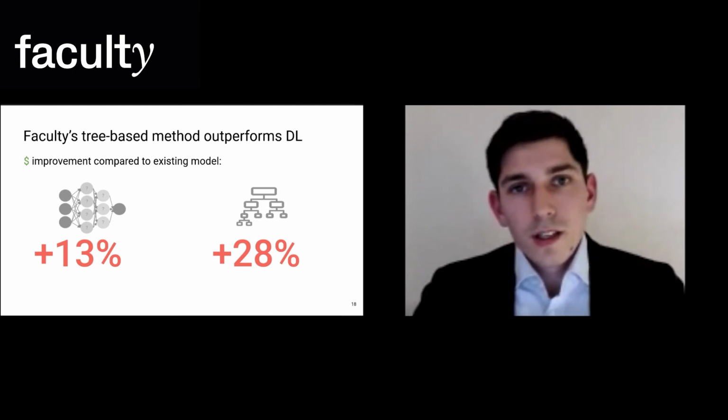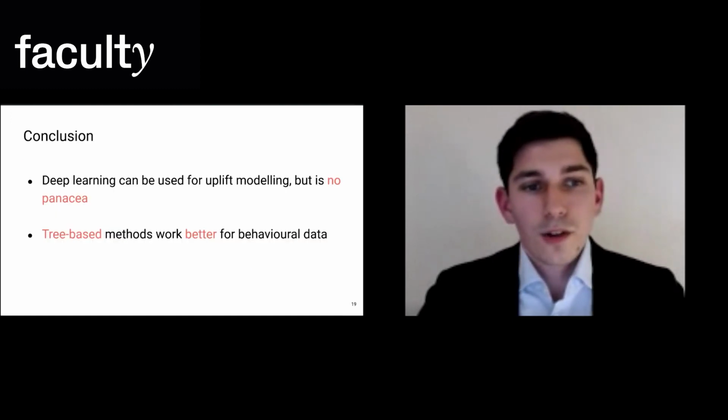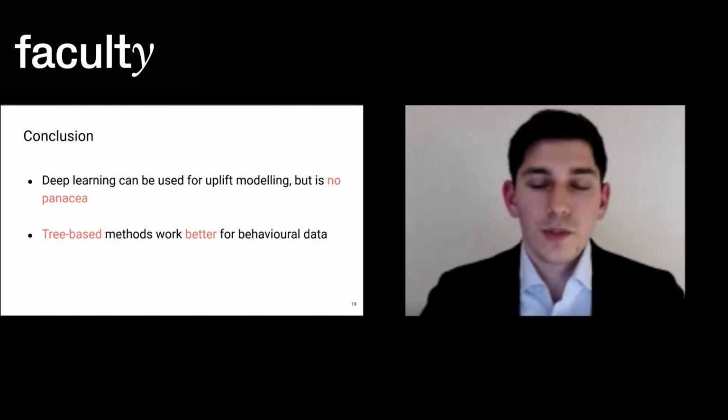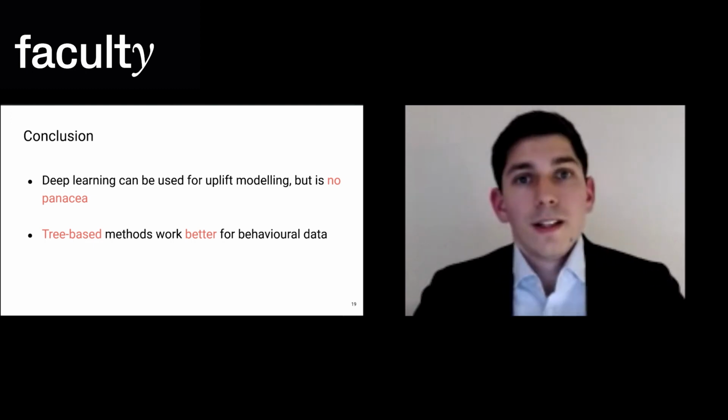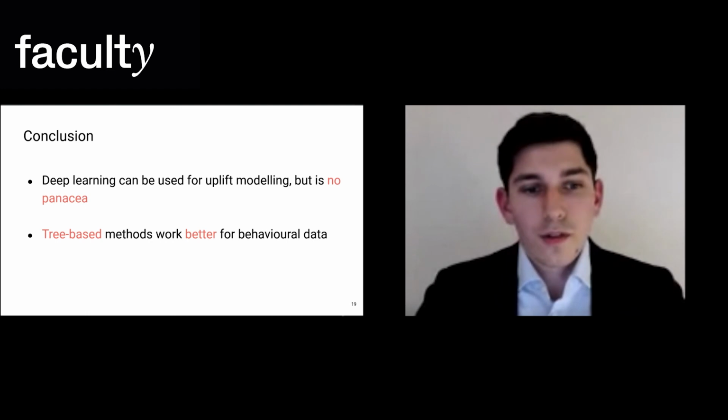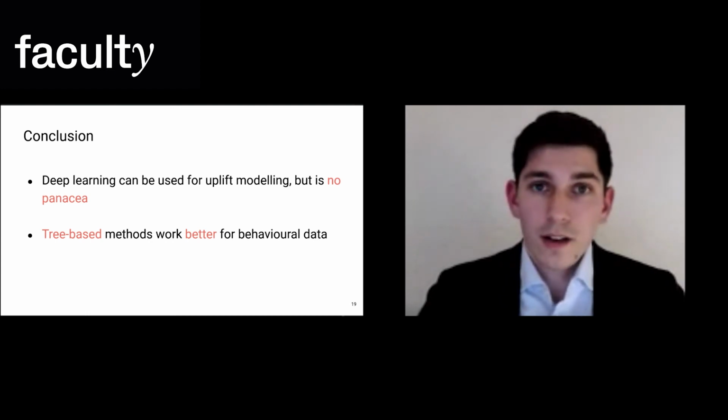So where does this leave us? Well, we can conclude that deep learning may be used for uplift modeling. However, it is no panacea and does not solve all our problems. On the contrary, I could show that tree-based methods actually work better for this kind of behavioral data.